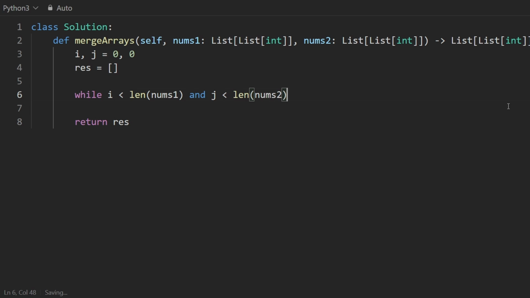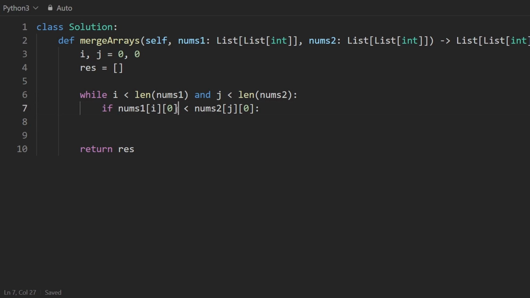What this is doing is saying while both of the pointers are in bounds, we might need to do some comparisons. i is going to refer to the pointer of nums1, j is going to refer to the pointer of nums2. So one thing we can check is for nums1, the current pair that we're looking at, we want to look at the first value, which is the ID. That's going to be at index 0. The value is going to be at index 1, but we care about the ID at index 0. If this one is less than nums2 at j, and that value's ID, well, we choose the one that's less.